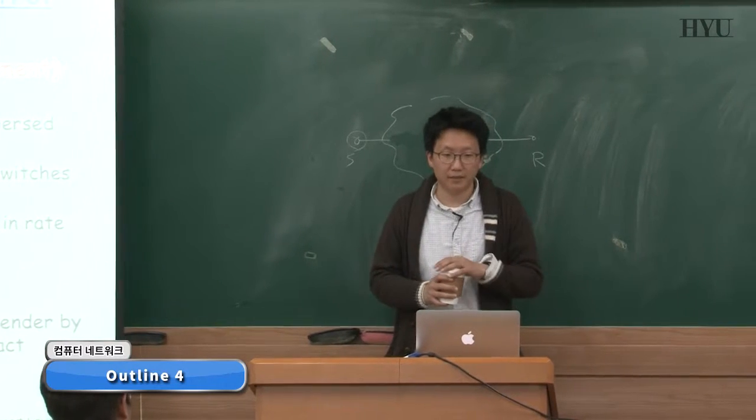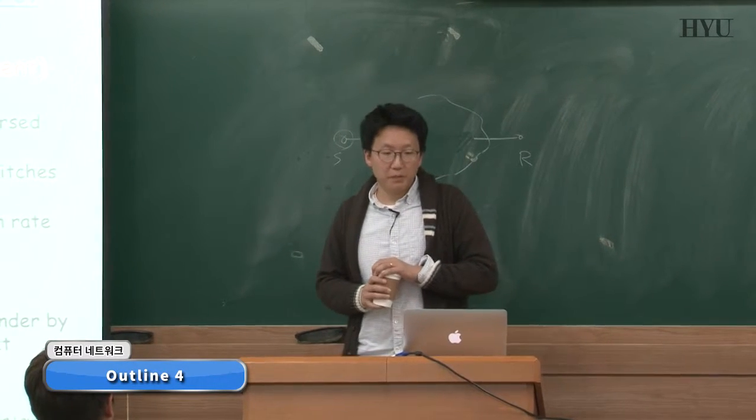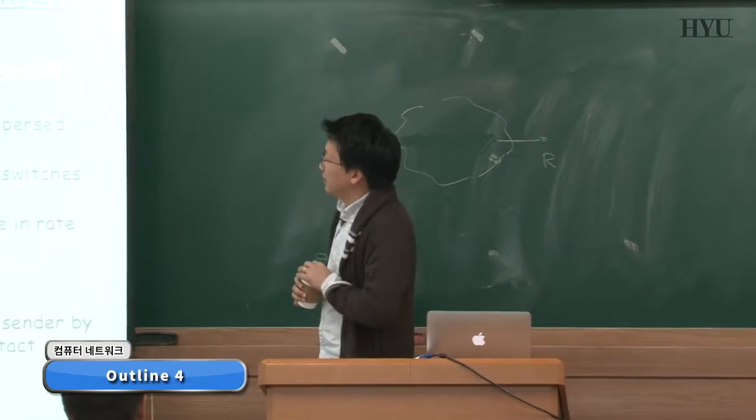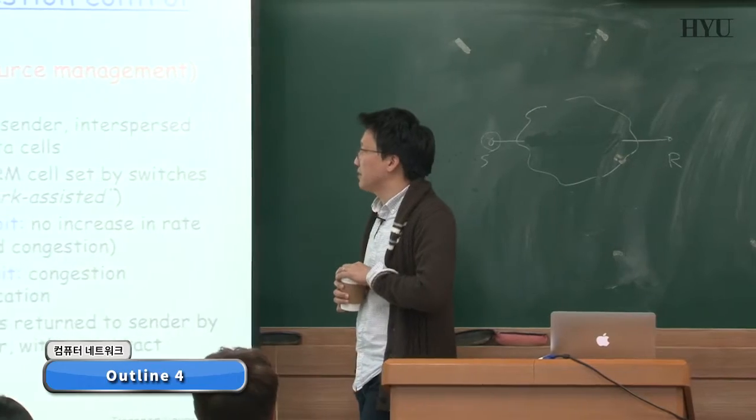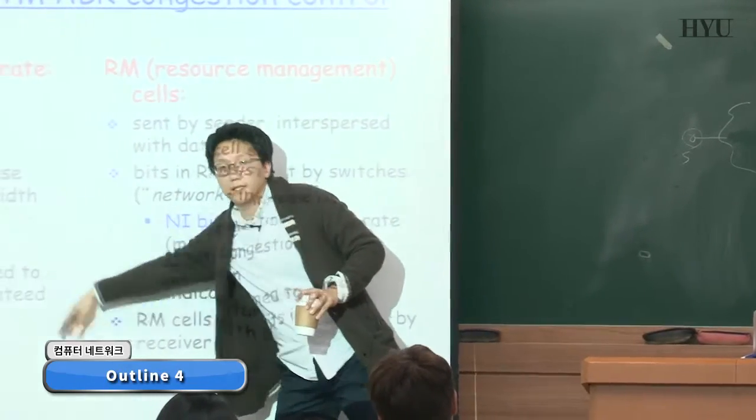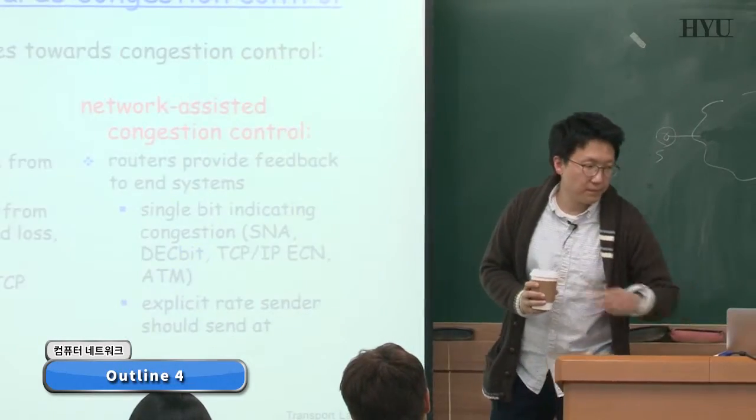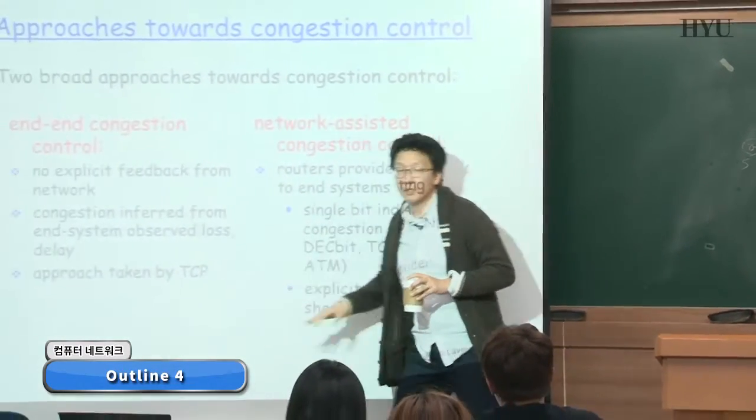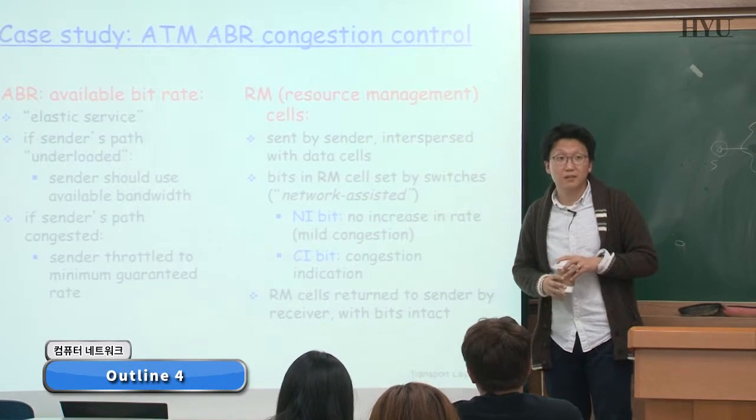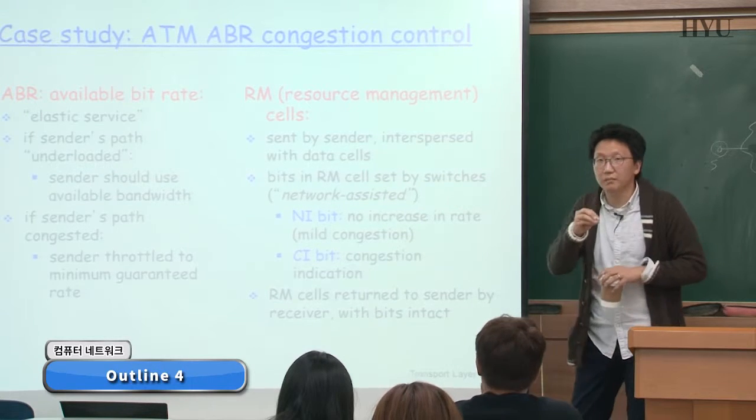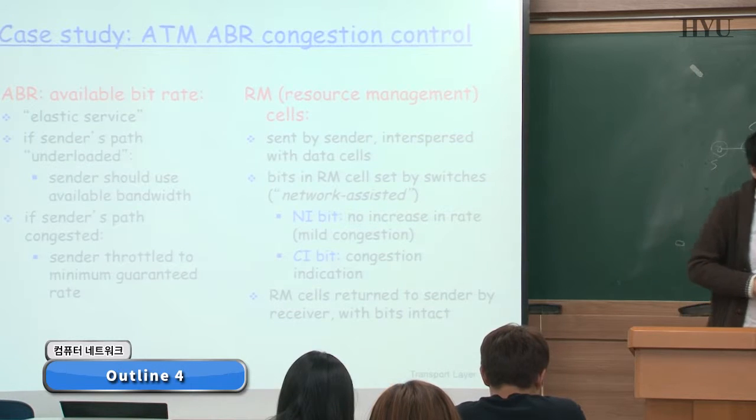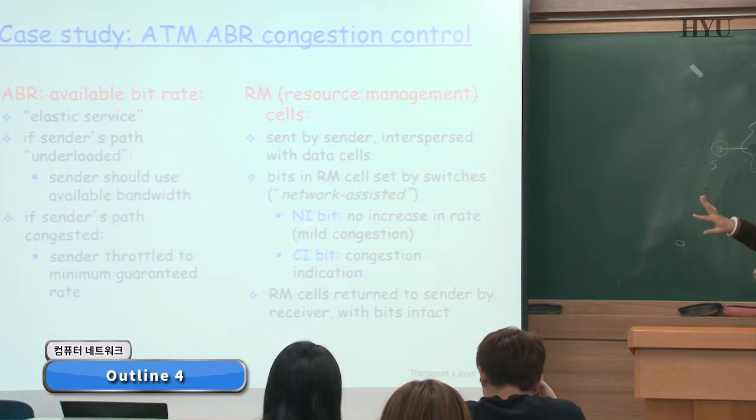So it simply means I reduce the sending ratio if I detect something. RM, resource management cells, are sent by the sender, interspersed within the cells, with bits in the RM cell set by switches. This approach is for network-assisted congestion control. Okay, there is something in the middle that can tell about network congestion with a single bit. So you don't need to know the exact bits.